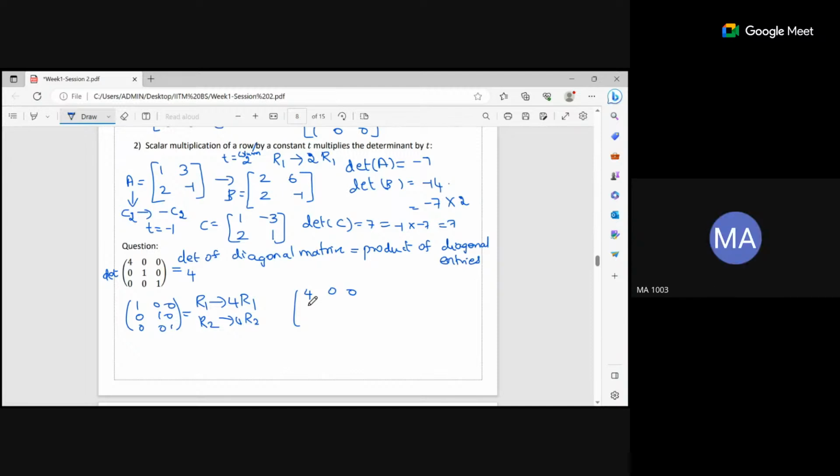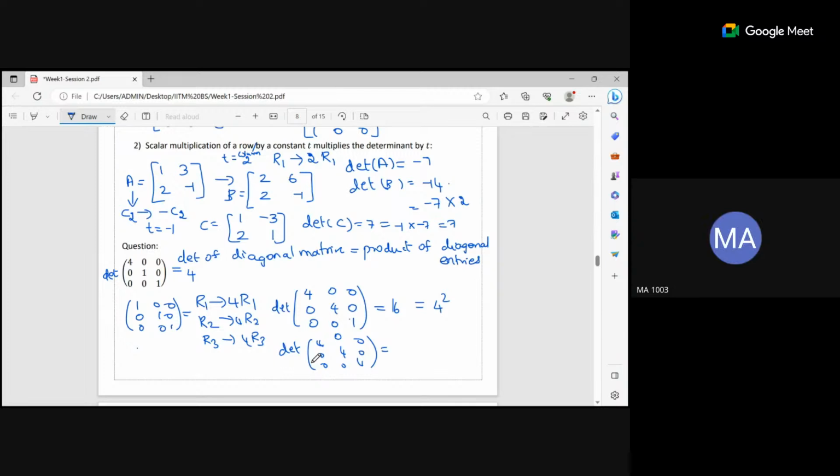Now I'm going to multiply R3 also with 4. Then you know, of course, what is the answer? 64. You have 4, 4, 4 here, and all the other entries are 0. So what is it that you see here? When you multiply a number for 2 rows, you get this, and when you multiply for all 3 rows, it becomes 4 cube.